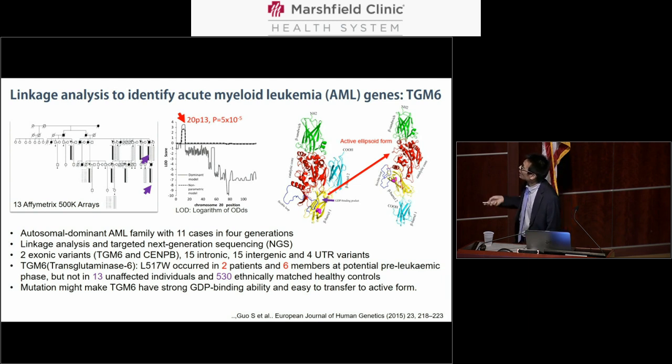So we finished this project, and we found this very interesting gene, TGM6. Later, there was another publication that used lots of biology experiments to confirm the function of this gene, and now we know that it's definitely a blood cancer gene. We submitted this in 2015, and EJHG accepted this project.